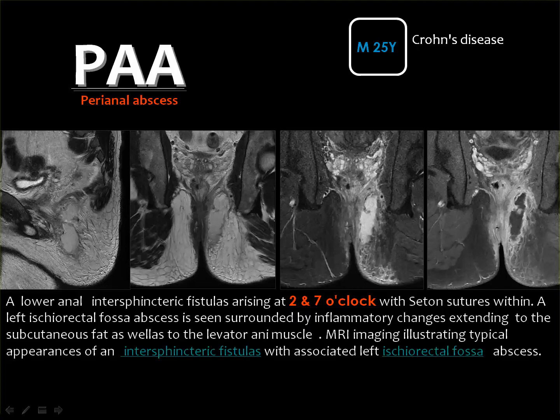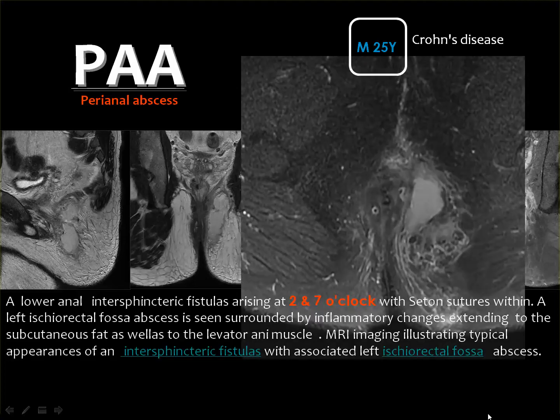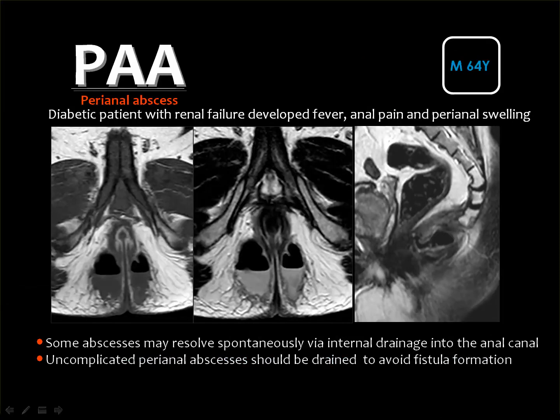But if you inject contrast material, you can see that the inflammatory changes have also affected the levator ani, which is enhanced compared to the opposite one, but the abscess itself does not go above the levator ani. And this is the Seton tube. You see it is put into the openings of the fistulous tract at 2 o'clock and about 7 o'clock.